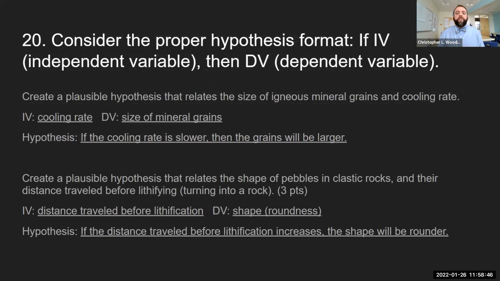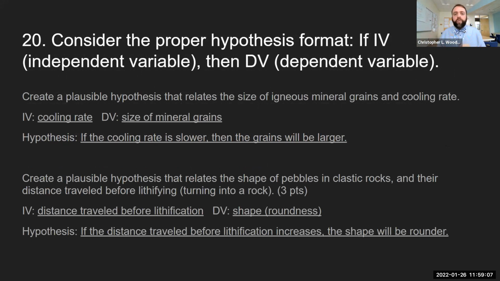All right, hypothesis format, independent variable, dependent variable for each one of these. Most of you did very well with that. So the first one is create a plausible hypothesis that relates to the size of igneous mineral grains and cooling rate. So what we're changing or manipulating, the independent variable is the cooling rate. The dependent variable is the size of the mineral grains.